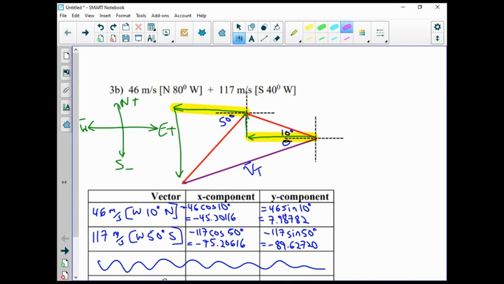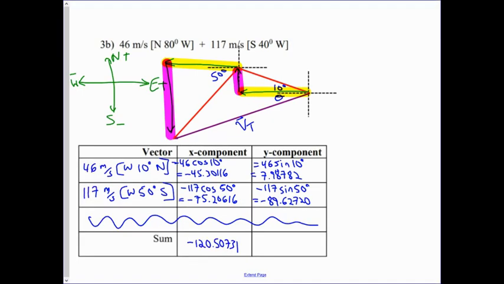Now we're going to add our 2 y components together. We have one that's positive, it's going up, and one that's negative, it's going down. But the one going down, one going to the south, is bigger. So when we add those 2 together, we'll end up with an overall southern value, an overall negative value. Okay, let's add those together. 7.98782 and negative 89.62720. Add those together, we're going to end up with negative 81.63938. Okay, those are our 2 vector components.